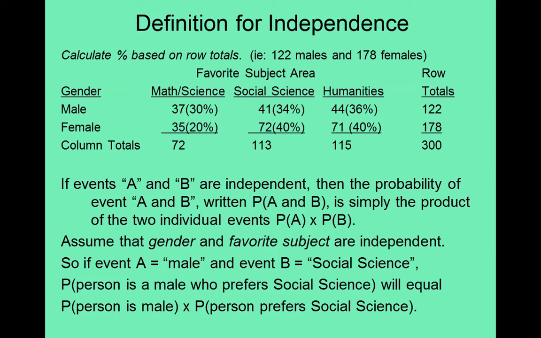So if event A is the person is male and event B is the person chooses social science, then the probability that a person randomly selected from the 300 turns out to be a person who is male and the person prefers social science, denoted as P(person is male and prefers social science), would simply equal the product. So in notation we would just write the probability P(person is male) times the probability P(person prefers social science).